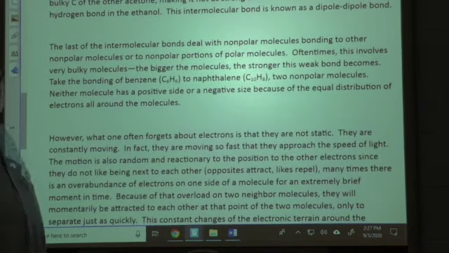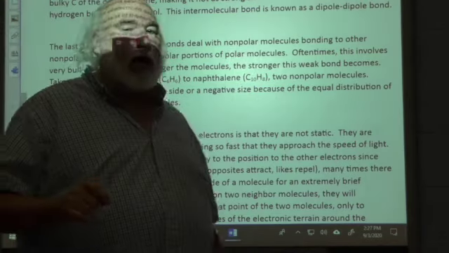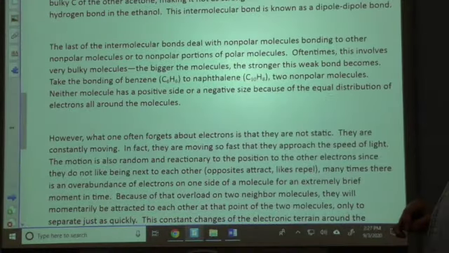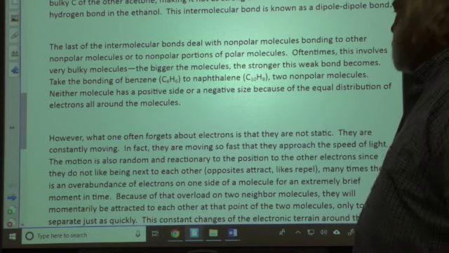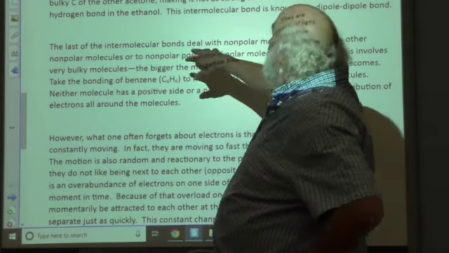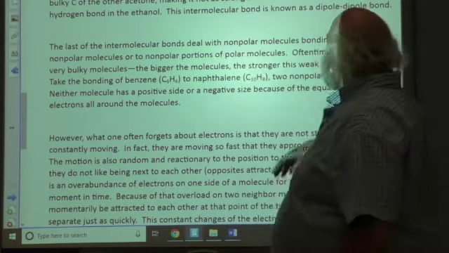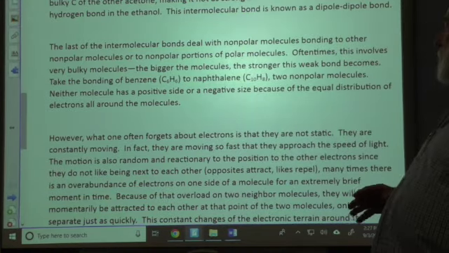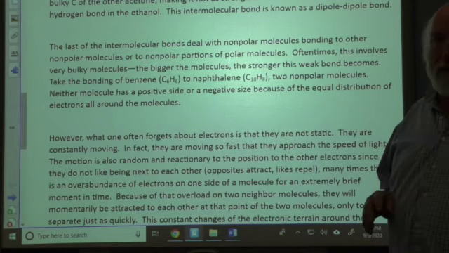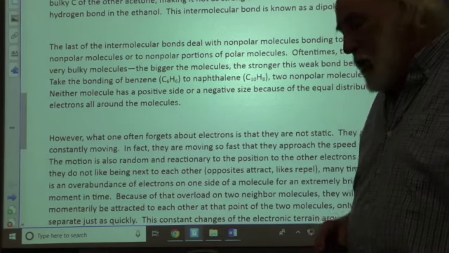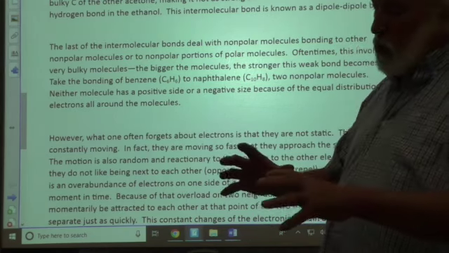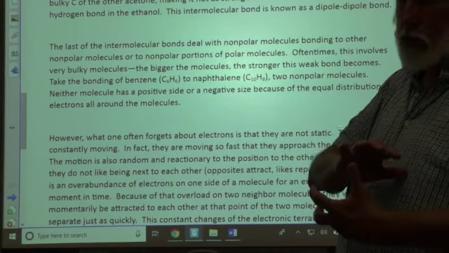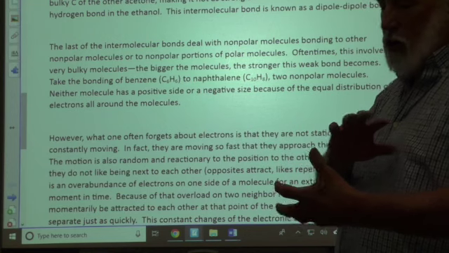The third type of bond deals with non-polar molecules. And this is really interesting stuff, at least for someone like me. The last of the intermolecular bonds deal with non-polar molecules bonding to other non-polar molecules or to non-polar portions of polar molecules. In other words, you have a non-polar molecule and a non-polar molecule that like dissolves like. That means they will find a way to bond to each other. And I'll describe how that works.